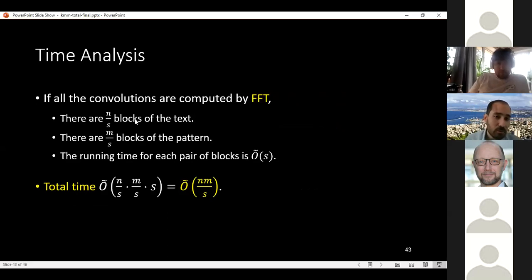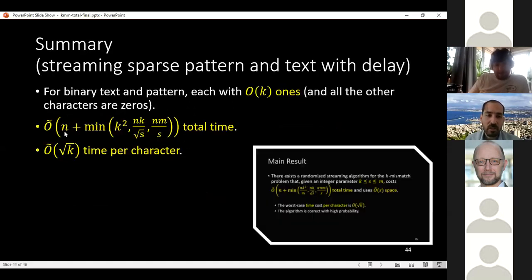Another way to analyze is that if, on the other hand, we use just FFT, then we have N over S blocks in the text and M over S blocks in the pattern. The time for one FFT is O tilde of S. Therefore, the total time will be NM over S. So to summarize, we achieve an algorithm with O tilde of square root K time per character. The space usage for every convolution is just order of S, so we need just order of S space. And the total time we have is K squared, or NK over square root S, or NM over S. We take the minimum of all of these.